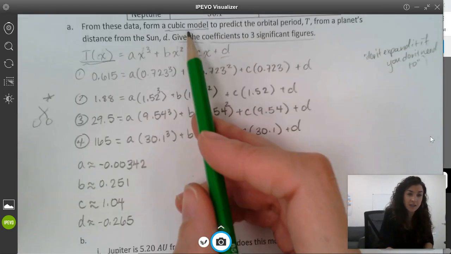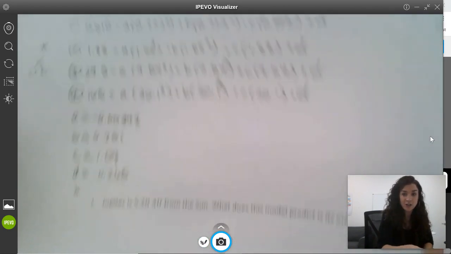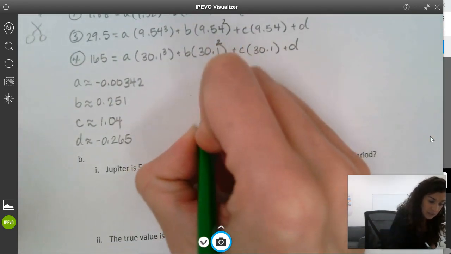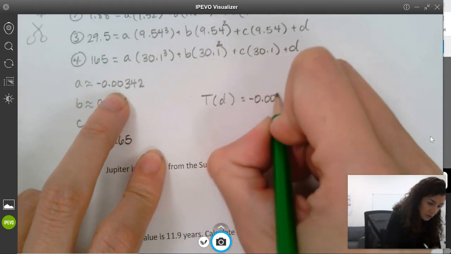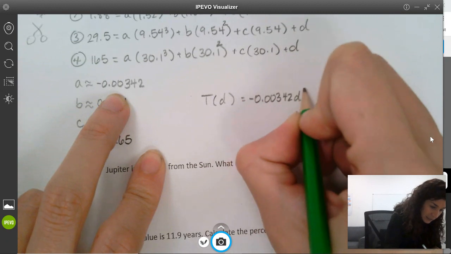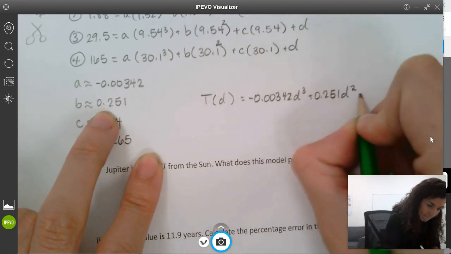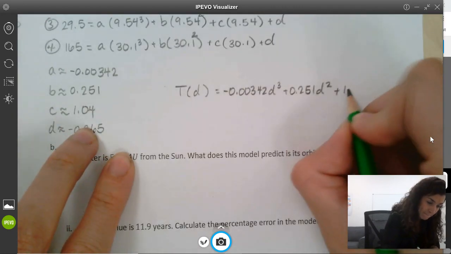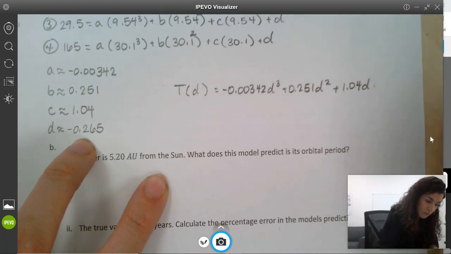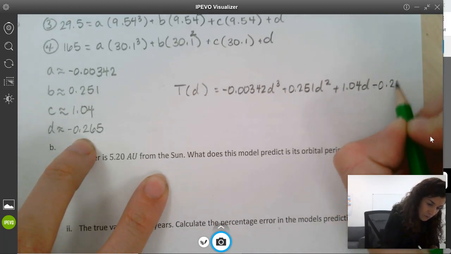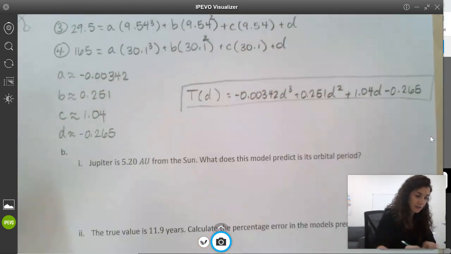because we want to find the cubic model. So we don't get points if we just leave it as A, B, C, and D. We need to actually have the equation written out. T as a function of D is equal to negative 0.00342 D cubed plus. And there you have it, our final equation.